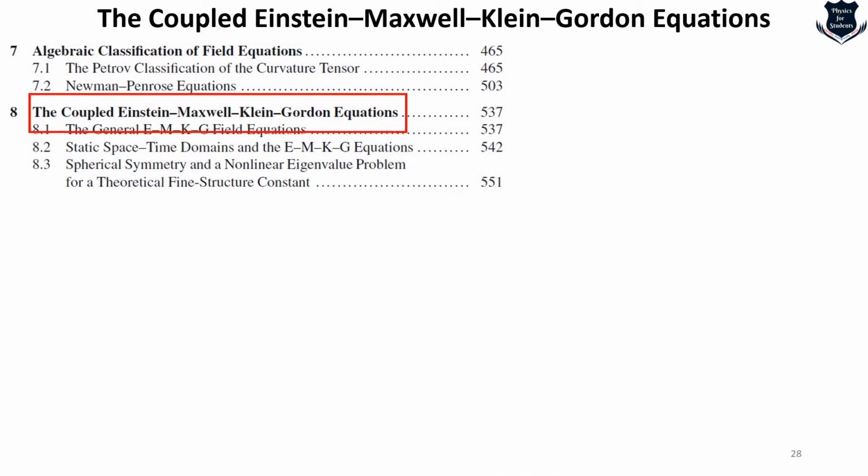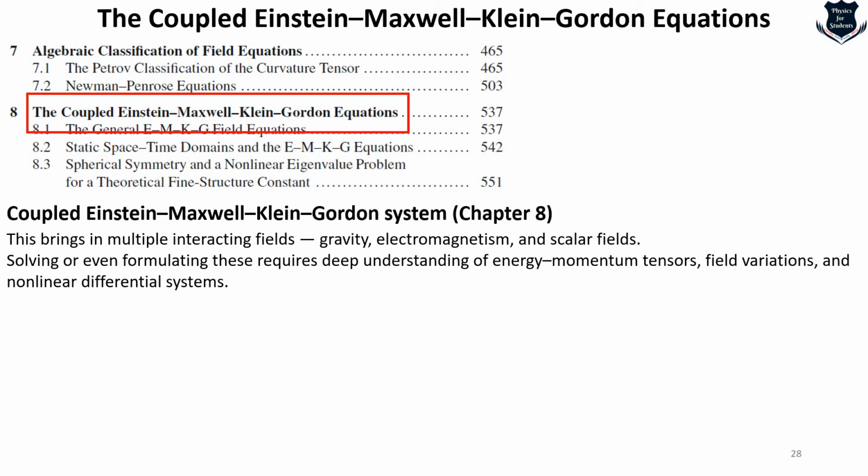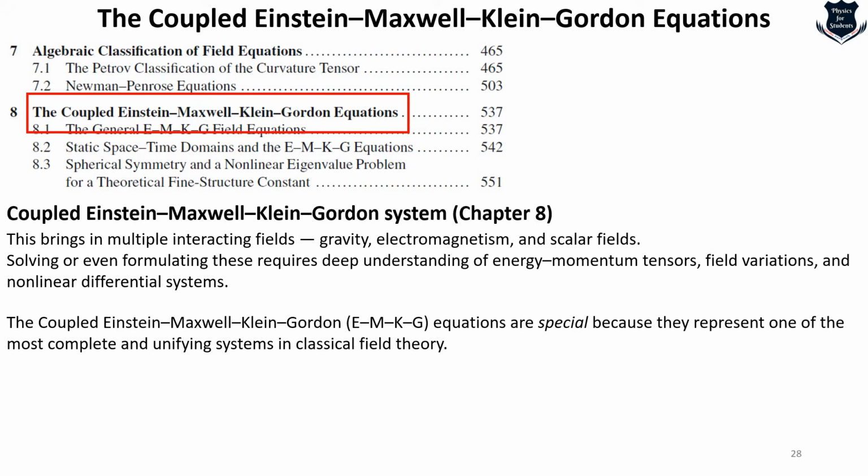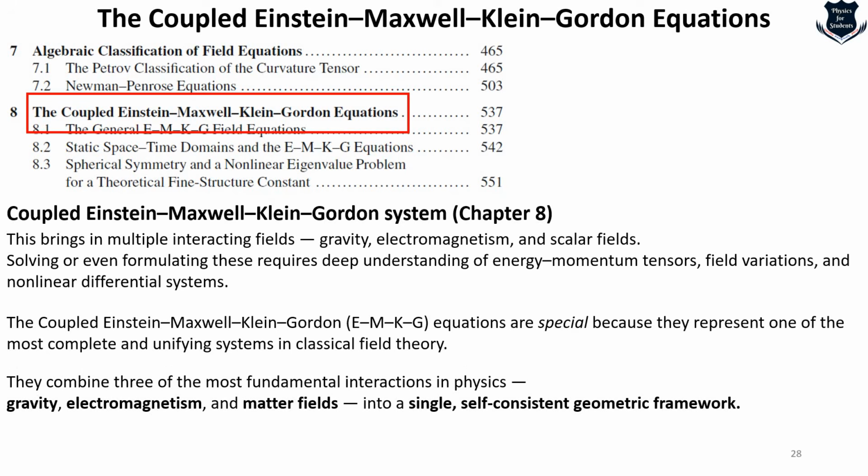From here, the authors take us to what is called the coupled Einstein-Maxwell-Klein-Gordon equation. Now, this is actually a classic. This is actually wonderful. Now, why is that? Because the interaction of Einstein's field equation along with Maxwell's electromagnetism and scalar fields is basically going towards the theory of unification. So they represent the most complete and unifying systems in what is called classical field theory. That means taking gravity, electromagnetism and matter fields, we are trying to find a single self-consistent geometric framework.